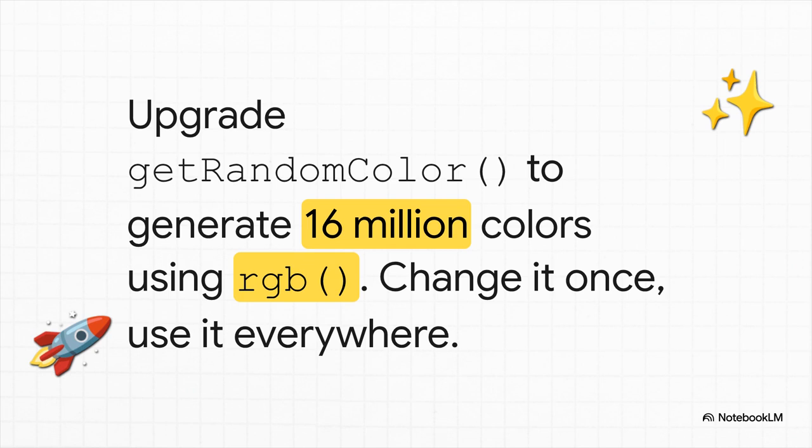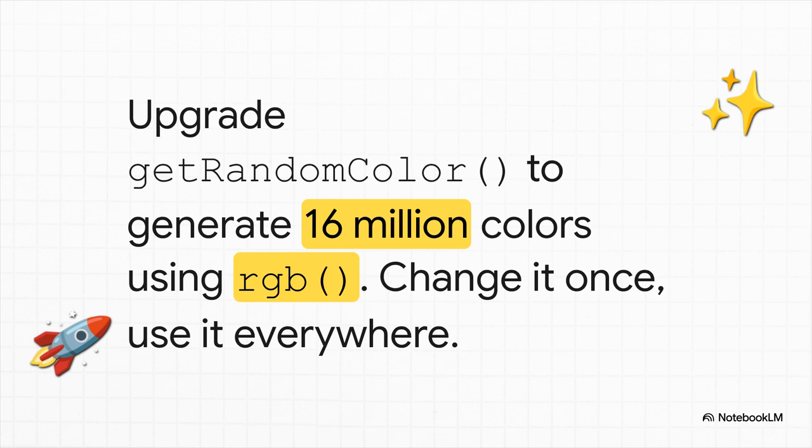Let's say we're bored with our 5 basic colors. We want to upgrade and use the RGB function to get access to like over 16 million colors. Instead of hunting through our entire program for every place we make a color, we just go to our one helper function, getRandomColor, swap out the logic, and return the new RGB value. And that's it.